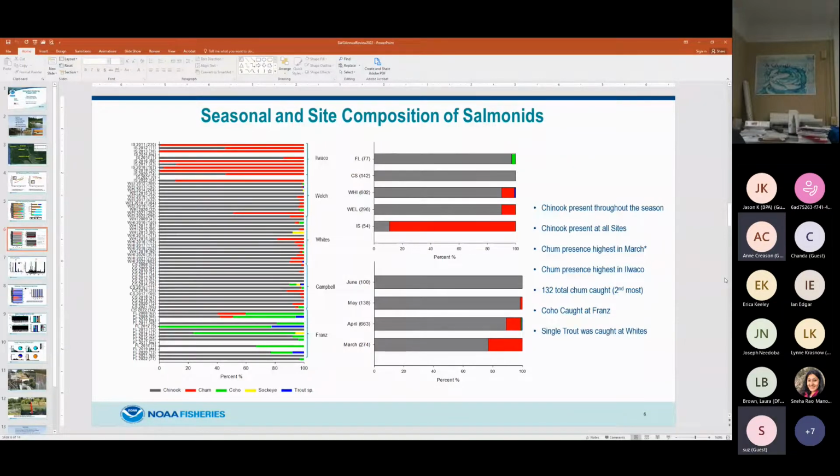A total of 132 chum were caught. That's the second most. We did catch a coho in Franz Lake, and we occasionally catch a steelhead, and this year we did catch one at White's.